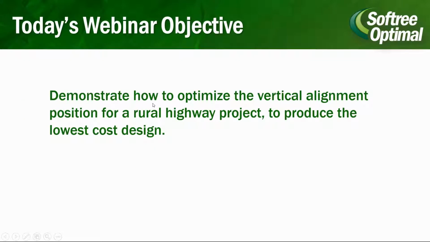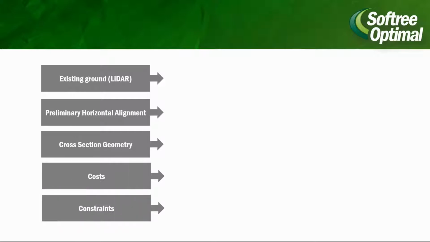We're going to demonstrate how to optimize the vertical alignment position for a rural highway project to produce the lowest cost design. That's the objective of this webinar today. How does it work? You get your existing ground information. You put in a preliminary alignment, either by hand or you import it from other sources such as DWG or shapefiles.